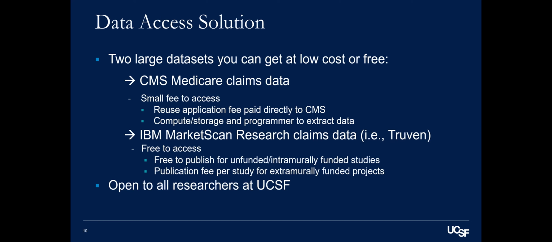One is CMS Medicare claims data. So these are data that are insurance claims for fee-for-service Medicare. There's a small fee to access the data, and that is a reuse application fee that gets paid directly to CMS, and that's $2,000, whereas normally to buy the data for a single year might cost you $20,000 or $30,000. So it's a huge cost savings to reuse the data that somebody else already purchased.